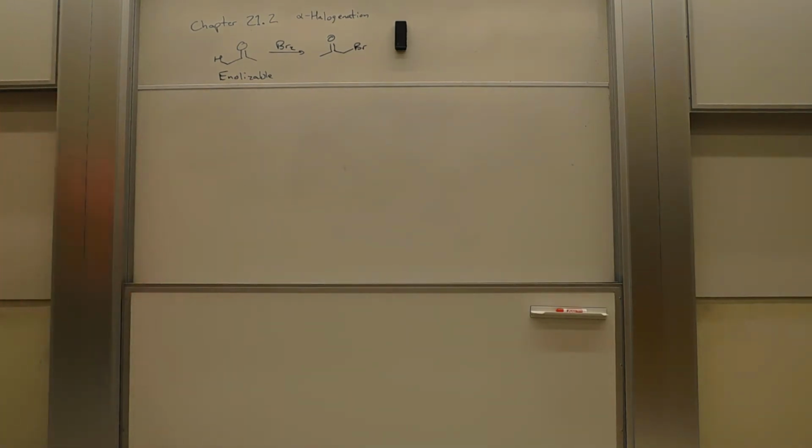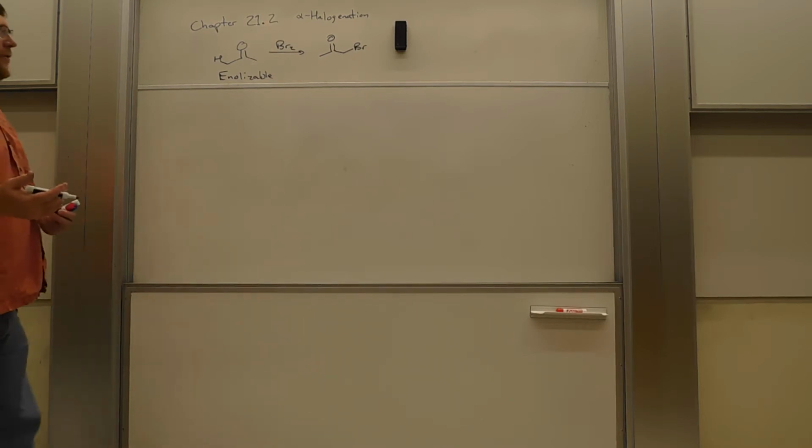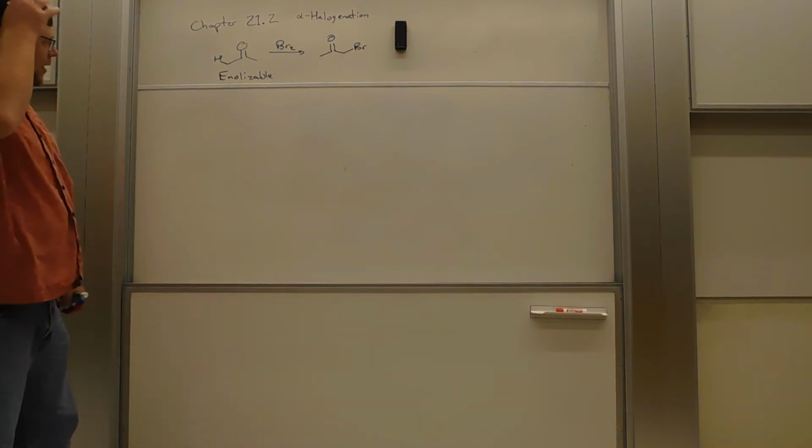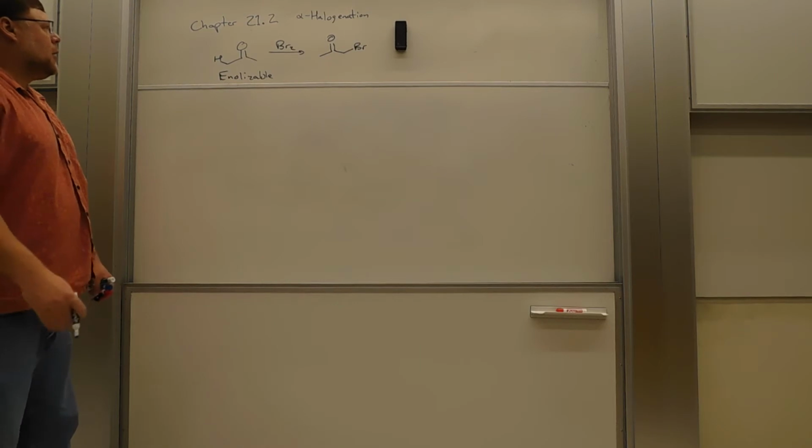We'll just stick a halogen on the alpha carbon using molecular halogen, either Cl2, Br2, I2. Br2 is by far the most common to use here, just like it is in halogenation of an alkene. Okay, so how does this work?